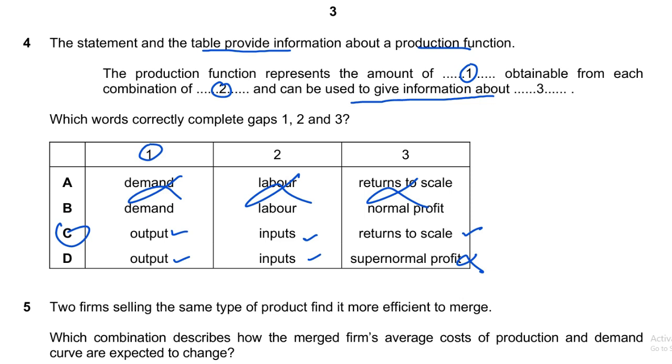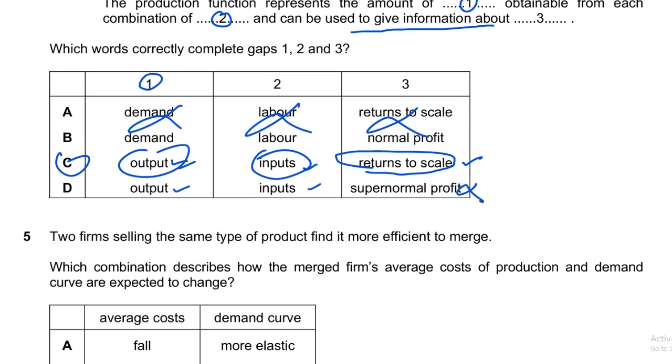Production function is relevant to the relationship between input and output that lead to a certain amount of return in the form of output. And returns to scale means increasing returns to scale, decreasing returns to scale, and constant returns to scale. Increasing returns to scale happens when increase in input leads to more than proportionate increase in output, and decreasing returns is opposite to that, and constant returns is when increase in input leads to the same proportion of increase in output. Option C is the correct answer.